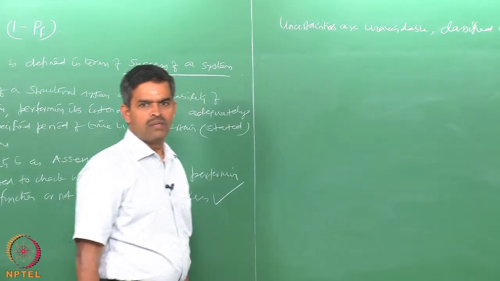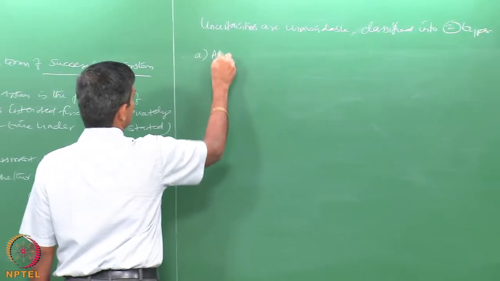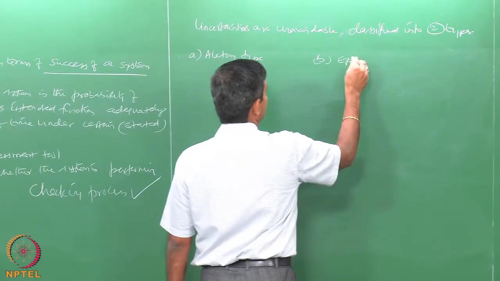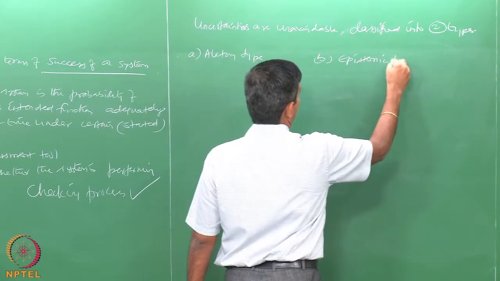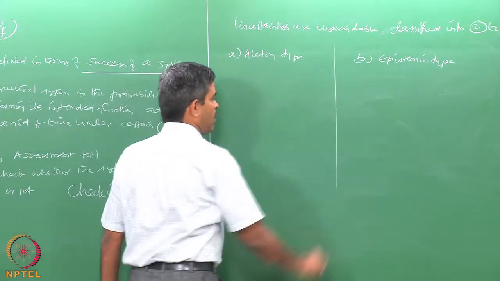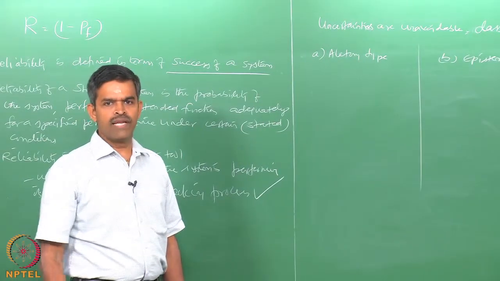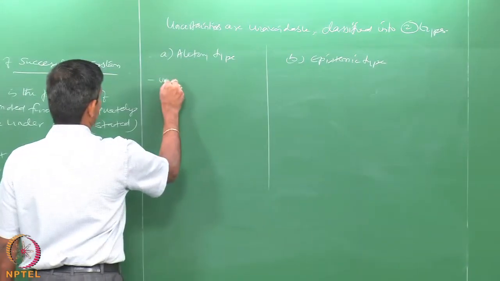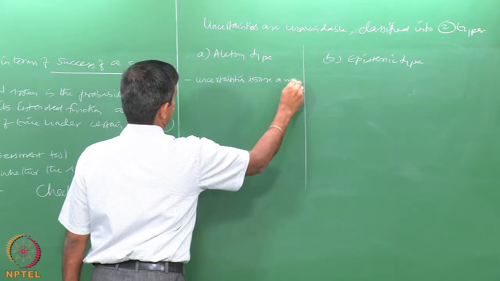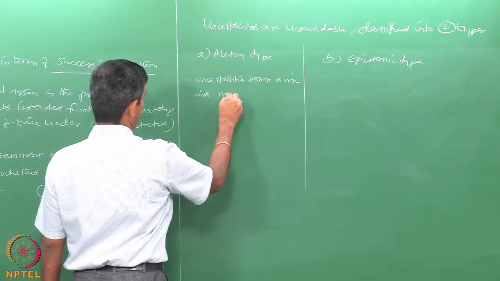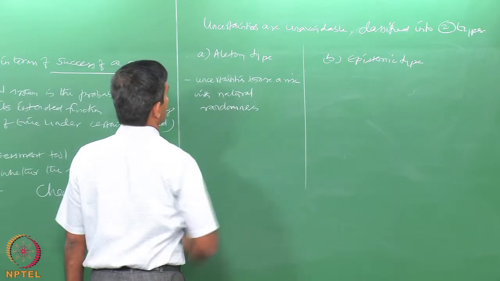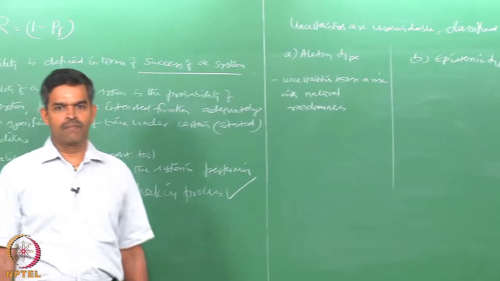One is what is called the aleatory type, the other is called epistemic type. Aleatory type are those associated with the natural randomness. Uncertainties that arise with natural randomness are classified as aleatory type.